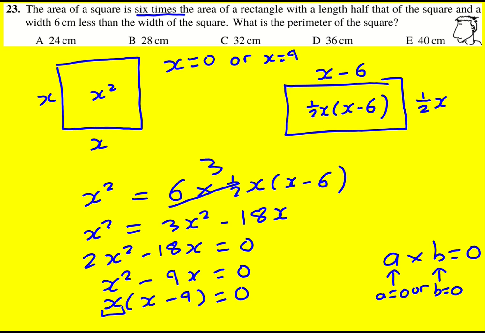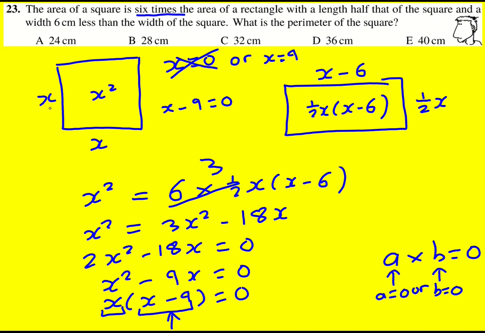Either this bit is 0, so x is 0, or x minus 9 is 0. And if x minus 9 is 0, then it must be that x is 9. You're subtracting 9 and getting 0, so the thing itself must have been 9. What you can learn over time is that you just swap the signs around. Because I got x minus 9, it becomes x equals 9. I just got into the habit and did that really quickly. Okay, we can reject x equals 0 because that doesn't actually give us a square or a rectangle. It doesn't have any dimensions. So it must be that x is 9.